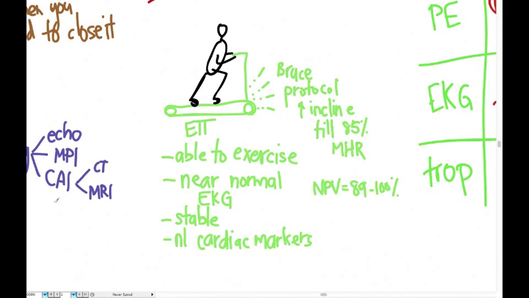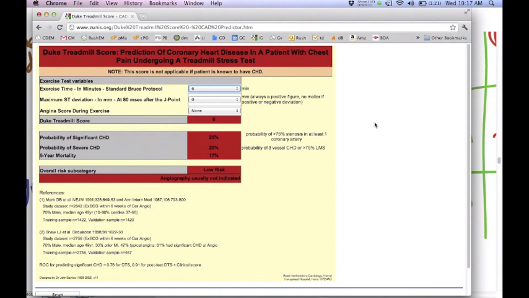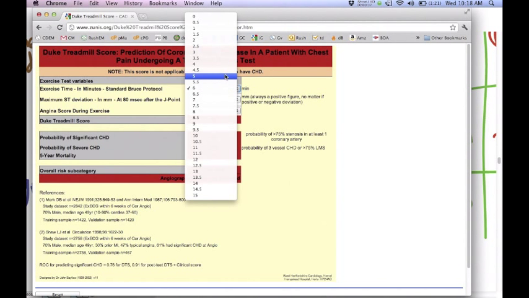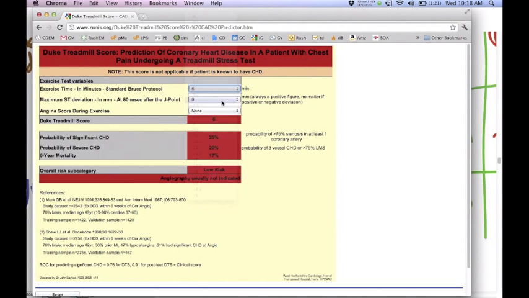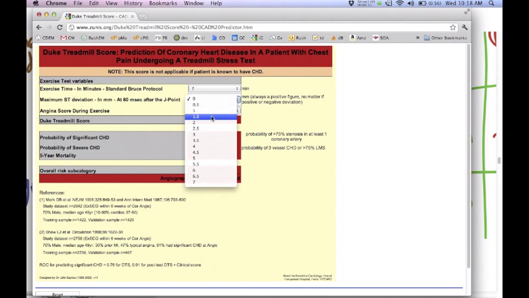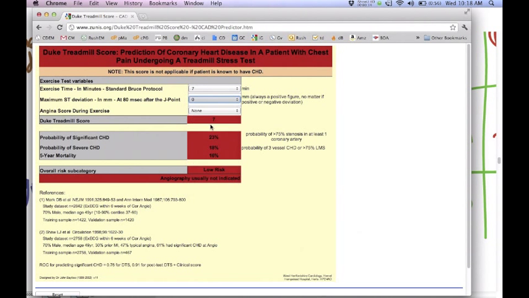And you could find calculators for this online. Here's one of these calculators for a Duke treadmill score. And you could say, look, how long was the patient able to do their treadmill test? Were they able to get to 7 minutes? How big were these ST depressions that you saw, 2 millimeters? And did they get any chest pain during this? And then it gives you your 5-year mortality or probability of severe coronary heart disease, and probably significant. And here for this one, you'd say it's pretty moderate risk, and they would recommend angiography.